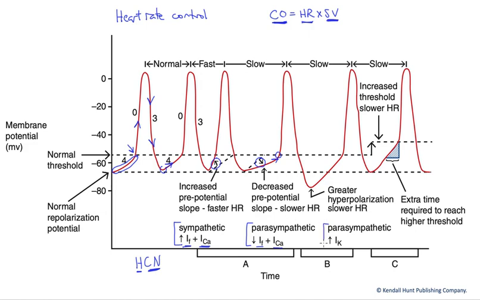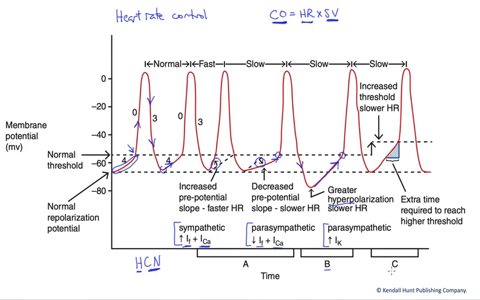The parasympathetic system also adjusts the flux of potassium. That gives us our second mechanism in B here of adjusting heart rate. In this case, we're going to get repolarization to a greater degree. That's a hyperpolarization. What that means is that now we have to depolarize further to a greater extent during our pre-potential to get us back to threshold. That's going to take longer, once again, generating a slower heart rate.